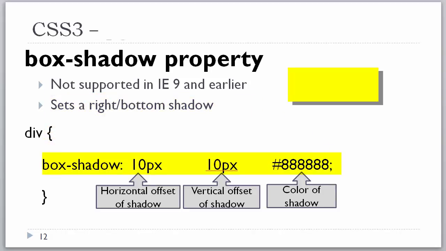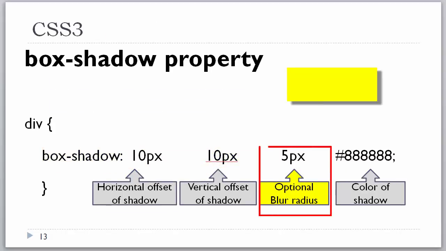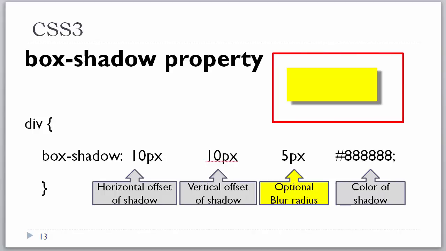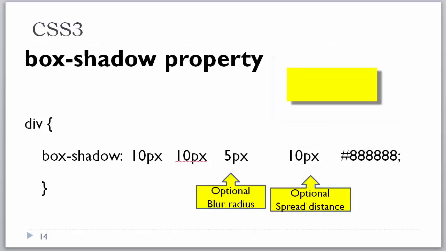At minimum, you need a horizontal offset, a vertical offset, and the color of the shadow, as demonstrated in the syntax below. The box shadow property also will take an optional blur radius, and notice they need to go in this order, which is the order in which they will be interpreted and applied. Notice that the blur radius gives it a nice soft edge. And similar to Photoshop, we also have an optional spread distance, which will move that shadow out.